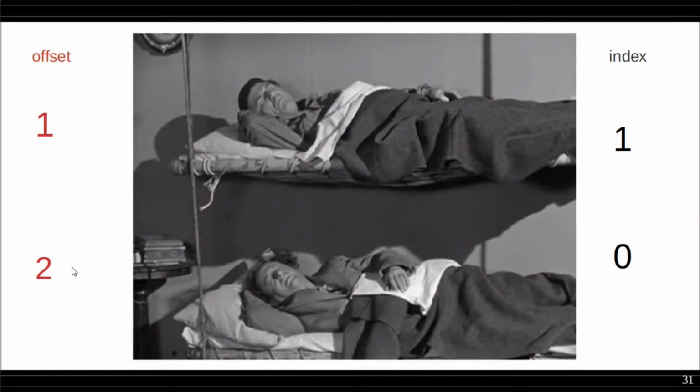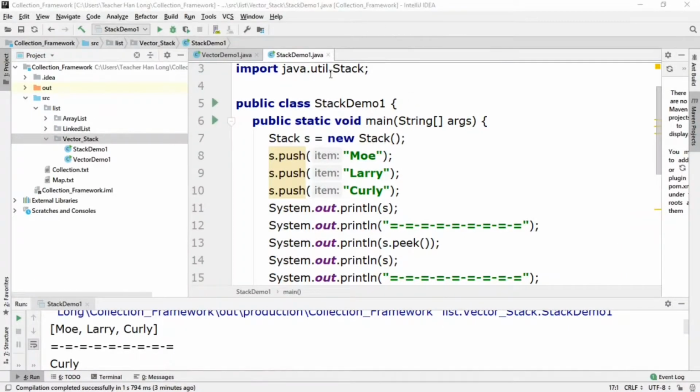So let's head over to IntelliJ and check these methods really quick. So here we are. I've imported the stack class, and I've created a new empty stack. We're going to push on the items Mo, Larry, and Curly. So first Mo is going to be on the bottom, Larry will be on top of Mo, Curly on top of Larry. And let's go ahead and print that out, and I'm looking at Mo, Larry, and Curly just as expected.